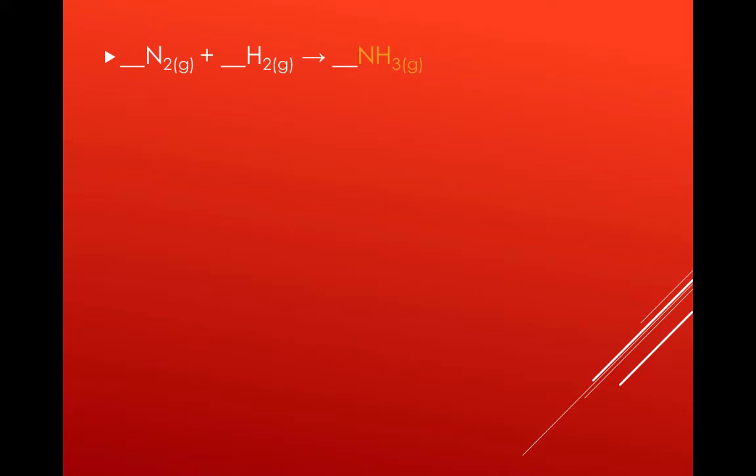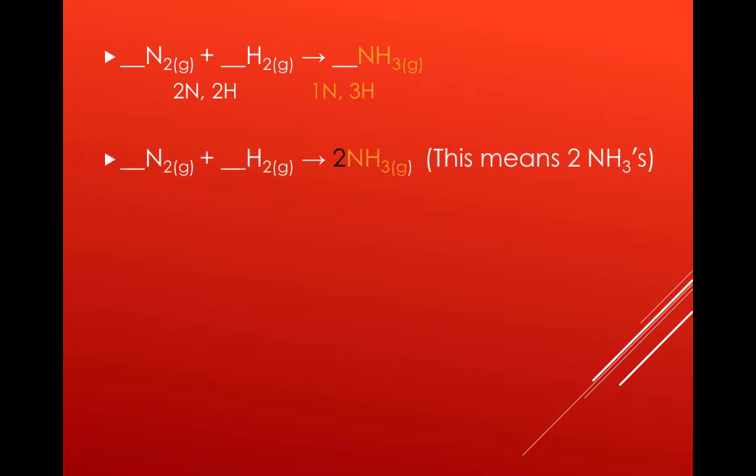So here's our original skeleton equation. You can see that on the reactant side, we have 2 nitrogens and 2 hydrogens available for the reaction, and on the product side, NH3 has 1 nitrogen and 3 hydrogens. I will put a 2 in front of the NH3, which means the reaction will produce 2 NH3 molecules. The new total of nitrogens on the right-hand side is now 2, and the hydrogens become 6.